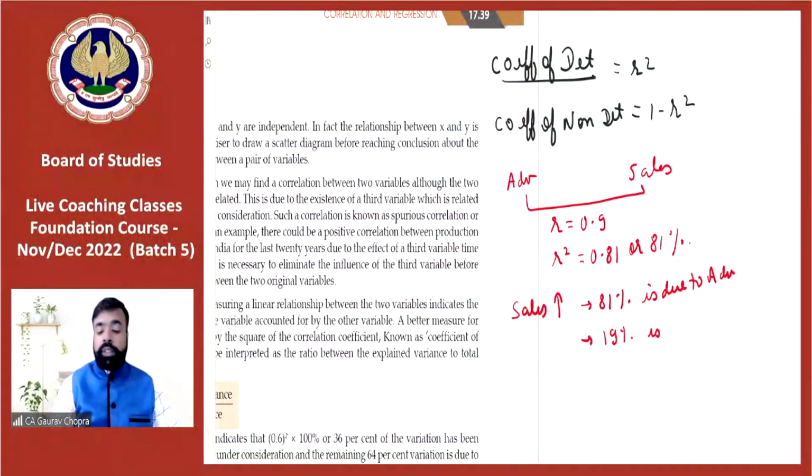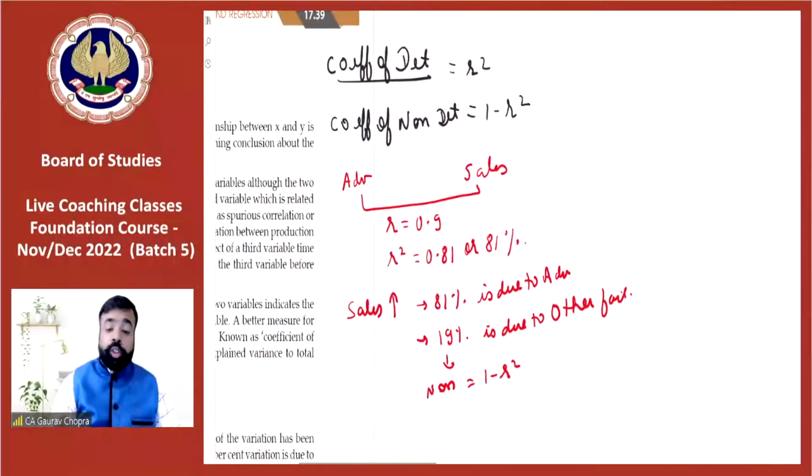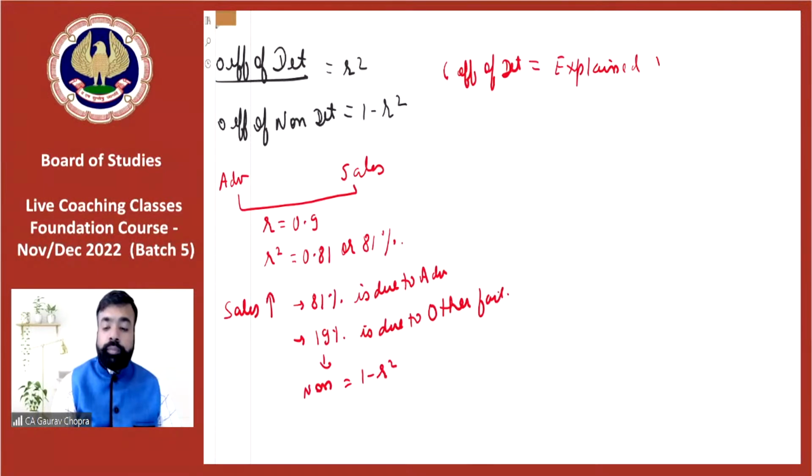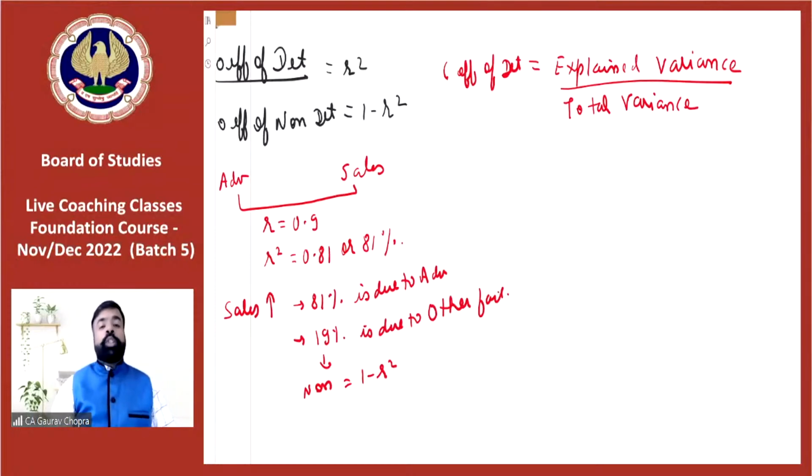The remaining 19% is due to other factors, and other factors can be anything. So this is known as non-determination, that is 1 minus r square. That is why coefficient of determination can also be written as explained variance upon total variance.